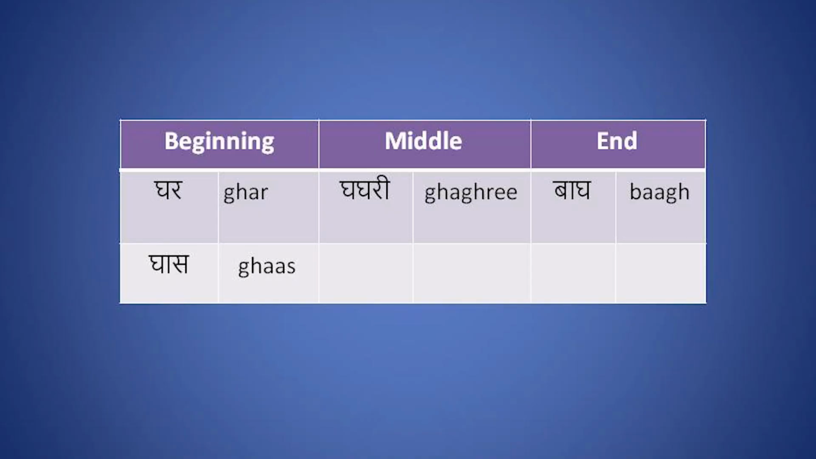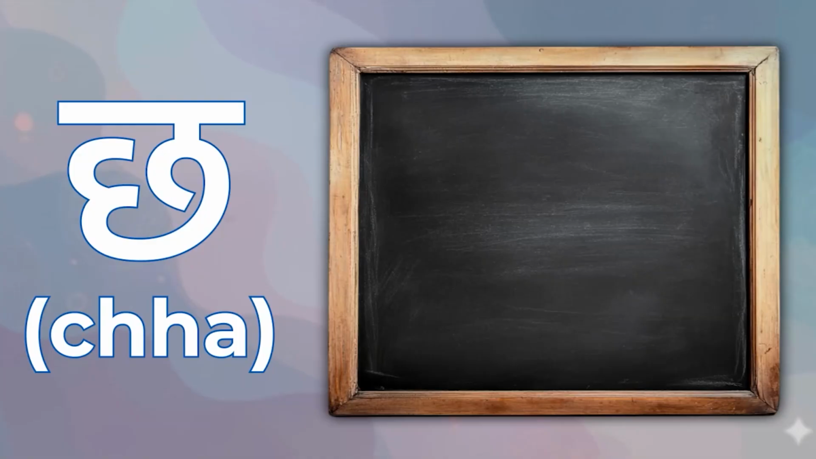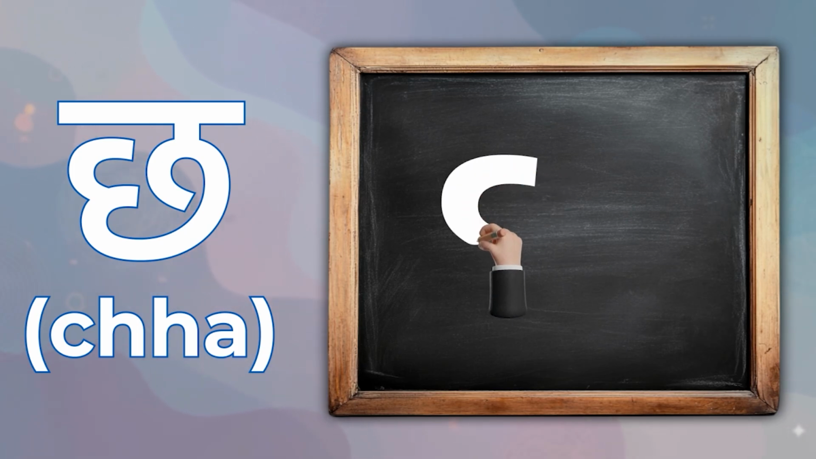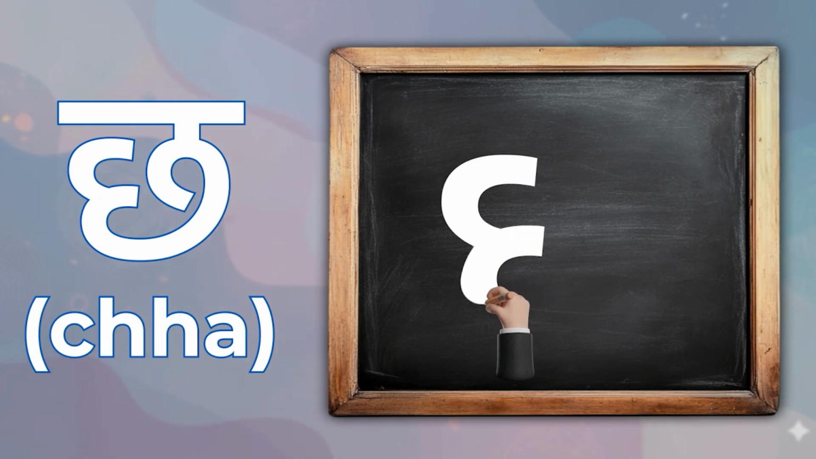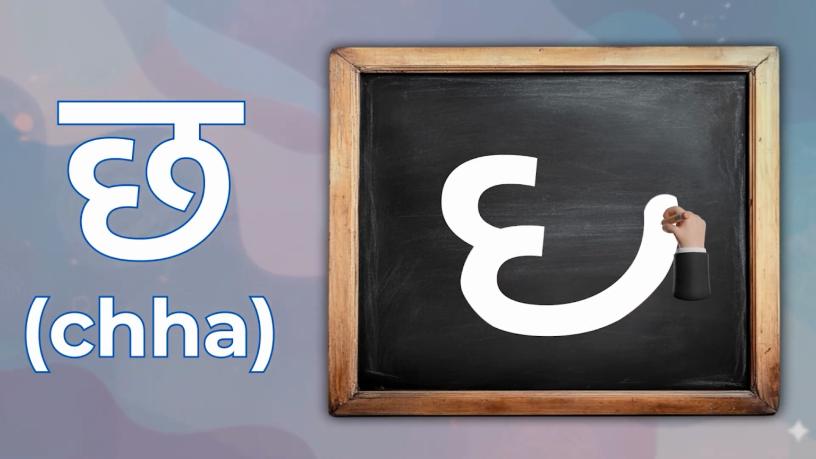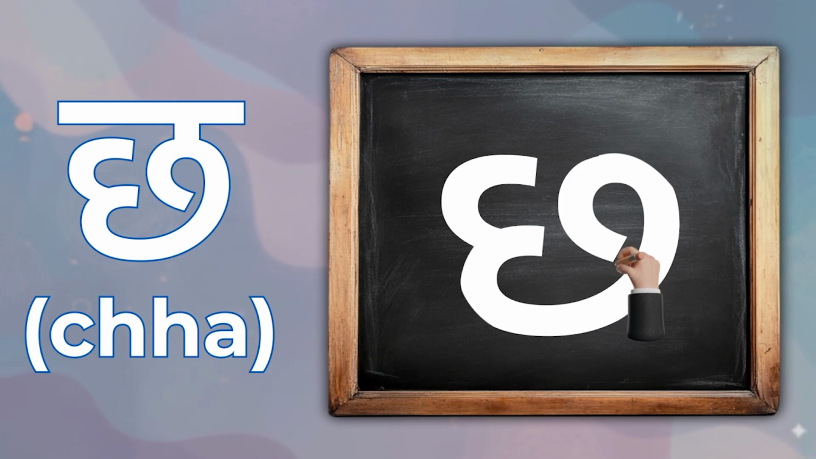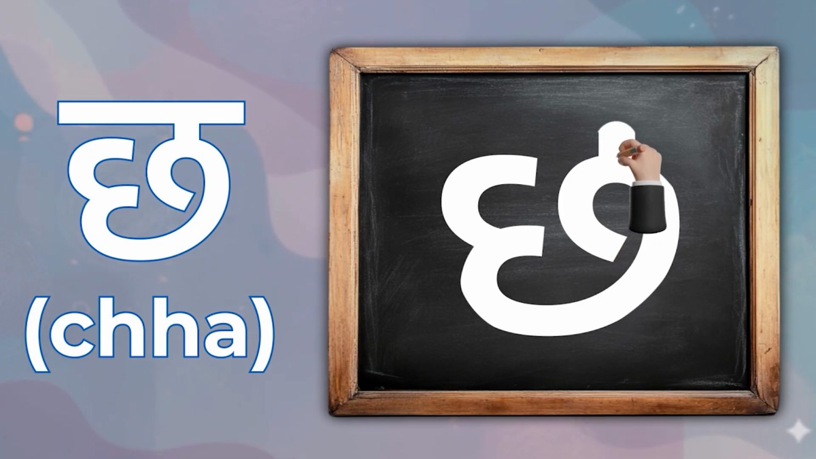घर, घघरी, बाघ, घास. Now, we learn the letter cha. To write this letter, first of all, draw a semicircular shape in an anti-clockwise direction. Then, starting from the last point of this figure, draw another semicircle in the same way. Drag the end point of the second semicircle and draw a diagonal line outwards.